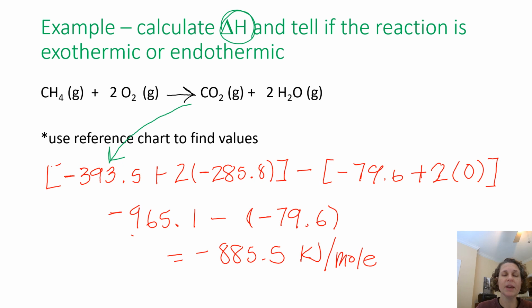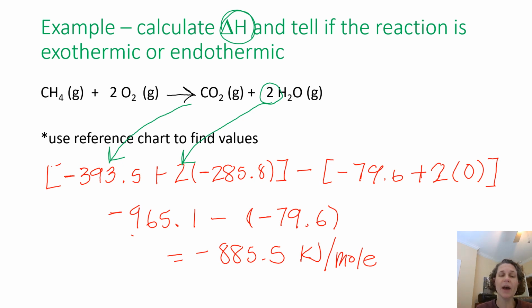A few things to make you aware of: if there is a coefficient like this 2, then you will multiply the value, in this case for water, times 2. So look and see if you can find all of these numbers. Check back with me if you can't, and we'll figure it out.